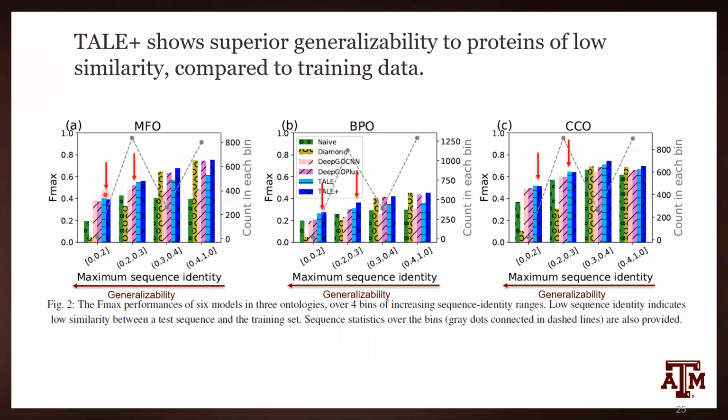So as we can see here, in the low similarity region, the alignment-based method diamond score performs poorly, which is understandable. And TEL and TEL plus actually perform best. So that means our TEL and TEL plus show very superior generalizability to proteins of low similarity.